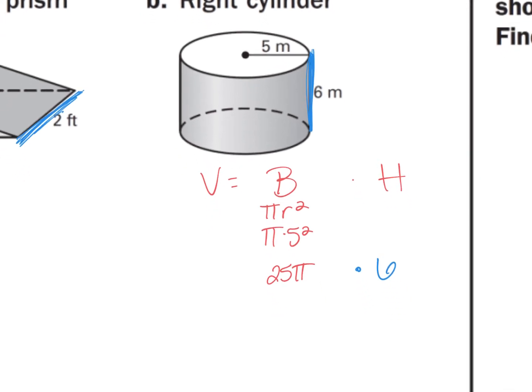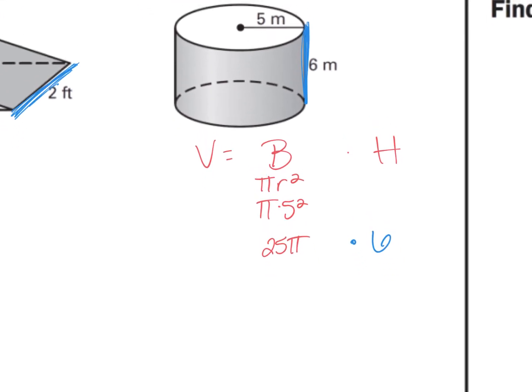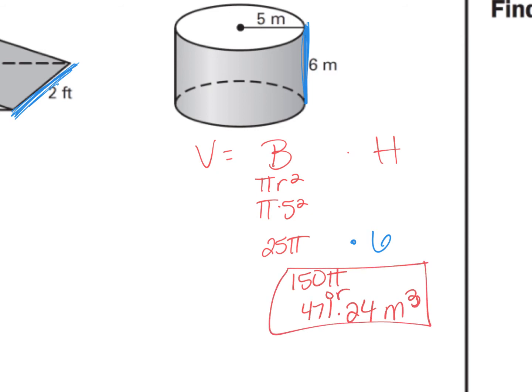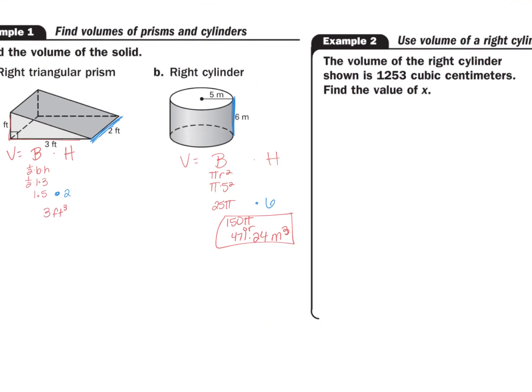Now if I'm going to leave it in terms of pi, that would be 150 pi. Or if you stick 150 pi in your calculator, you get 471, and we'll go 2 decimal places, so 471.24. And then don't forget your label, meters cubed. Depending upon how they want your answer, if it's in terms of pi, it's the top one. If it's rounded, it's the bottom one.